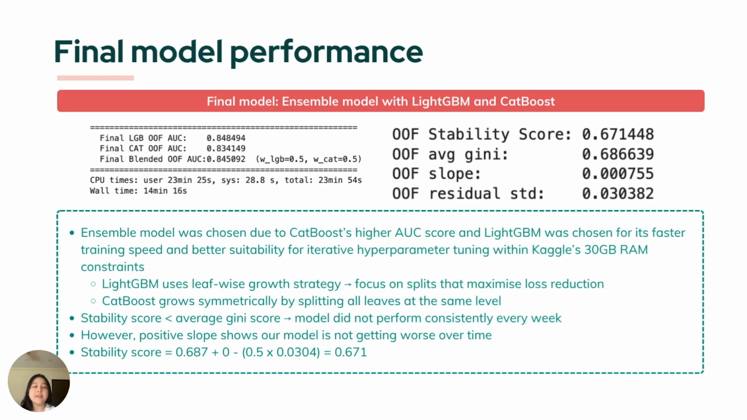Hence, our final model is an ensemble of LightGBM and CatBoost. As discussed earlier, we chose these two models because CatBoost provides higher accuracy, while LightGBM offers faster training and better scalability within Kaggle's memory constraints. In terms of performance, the model achieved an AUC of around 0.845 and a stability score of approximately 0.671. Although the stability score is slightly lower than the average Gini score, the positive slope indicates that the model performance is at least not deteriorating over time.